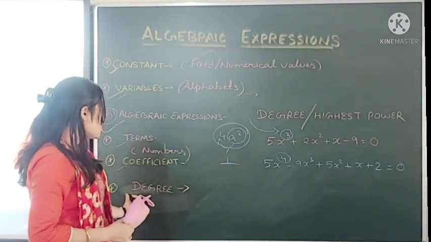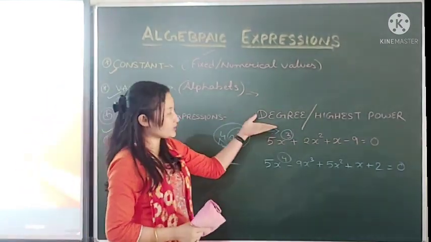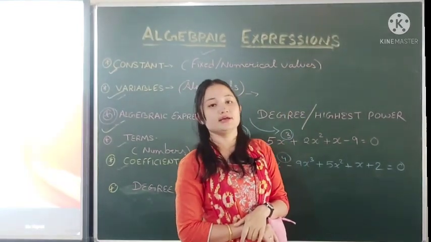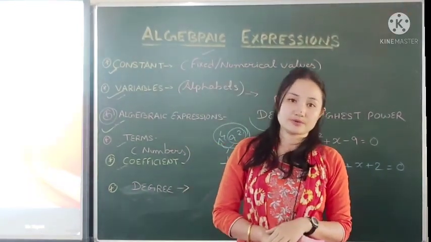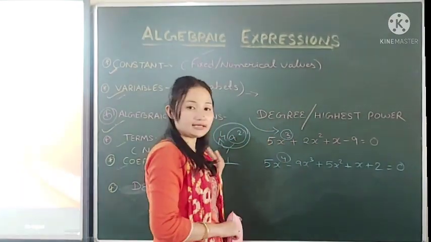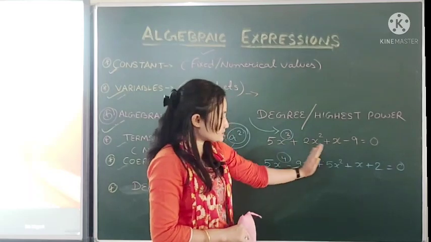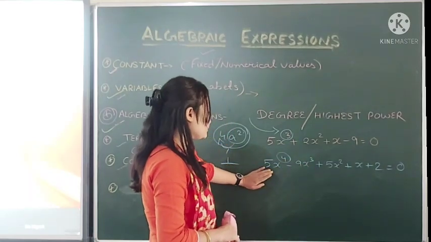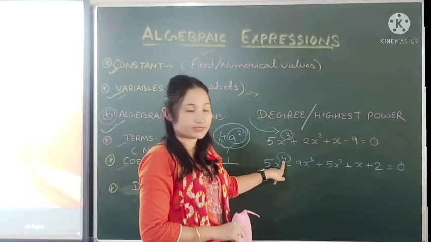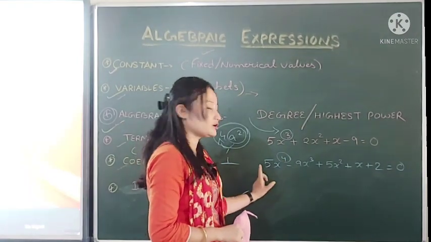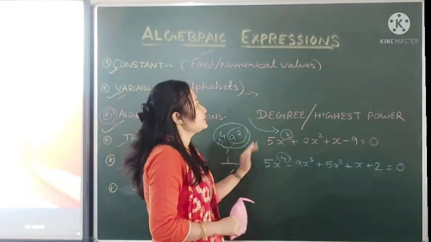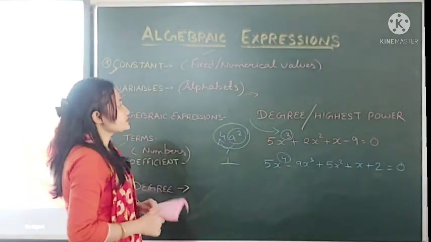And the last one is degree. Degree means highest power. So if in any algebraic expression you get the highest power, that highest power we can say is the degree. For example, in this example we can see 4 is the highest power, so we can say 4 is the degree of this expression. So all these concepts are clear.